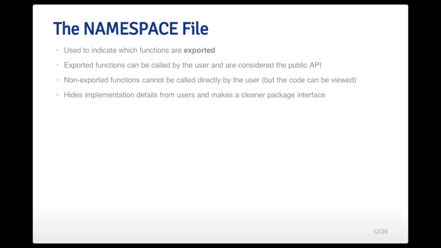The namespace file is useful because it indicates essentially the API for your package. It also lists all the dependencies, so code that your package uses from other packages. There are two kinds of things. The first is the export. You want to indicate which functions in your package are exported, so these are available to the user. These are the public functions. Non-exported functions, the functions that are not listed in this file, cannot be called directly by the user, unless they use some special functions to access that code. So these are not available in general to the public, and this allows you to hide the implementation details from users and makes for a generally cleaner package interface.